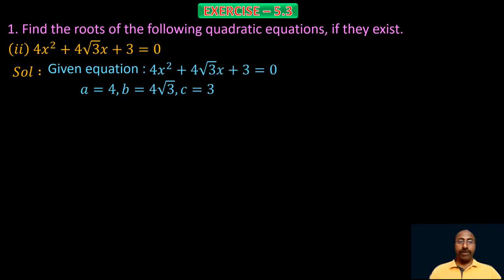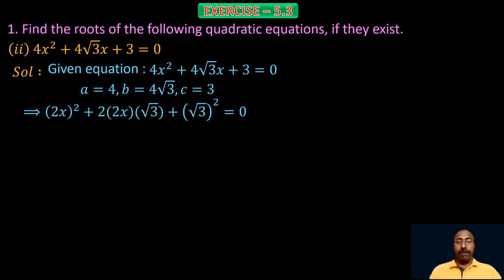And here we can observe that the first term can be written as 2x whole square, and the second term can be written as 2 into 2x into root 3, and the third term can be written as root 3 whole square. That is, it is of the form a square plus 2ab plus b square, like this: 2x whole square plus 2 into 2x into root 3 plus root 3 whole square is equal to 0.